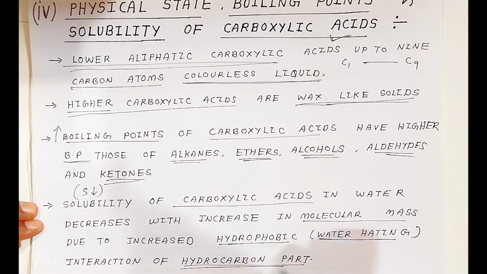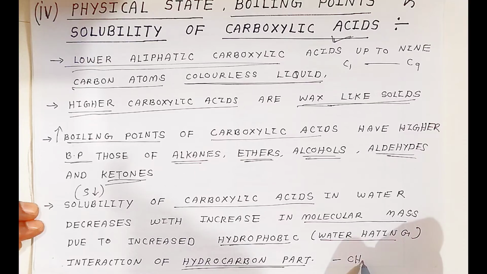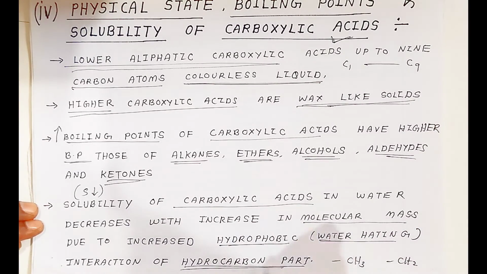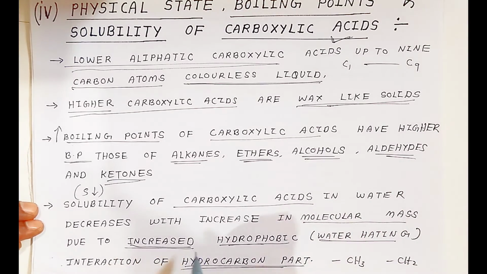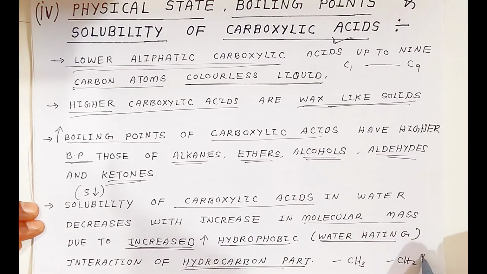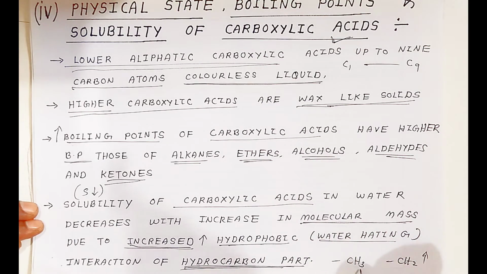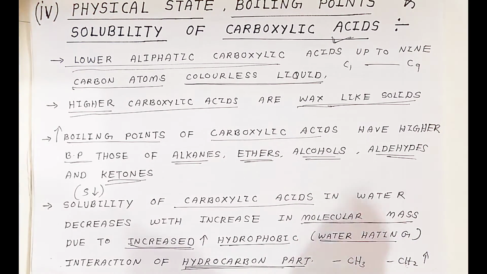As the hydrocarbon part, that is CH3 and CH2, increases, the water-hating property is increased. Understanding, students? It is increased as these groups are increasing. Solubility of carboxylic acid in water decreases with increase in molecular mass because of the increase in the hydrophobic, water-hating hydrocarbon part, that is methyl and methylene. So this is all about the physical state, boiling point, and solubility of carboxylic acid.